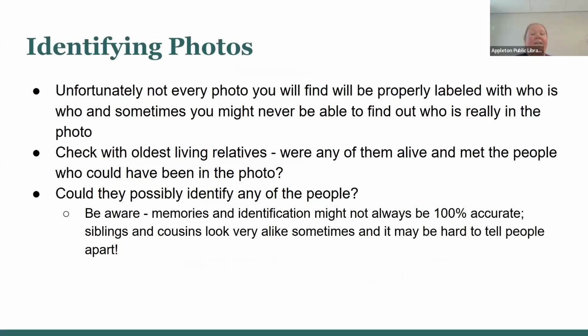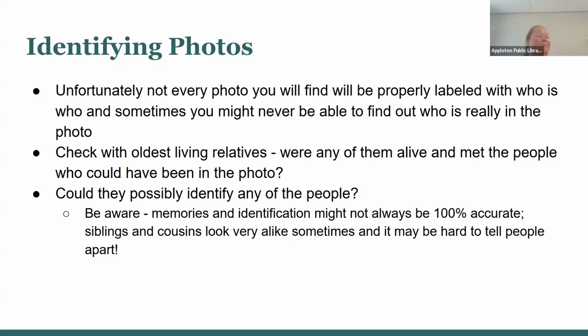A little bit more on identifying. Unfortunately, not every photo you're going to find is going to be properly labeled with who it is. And again, sometimes you might never be able to find out who is really in the photo or how accurate that label might be. Your best bet is checking with oldest living relatives, if any of them happen to have been alive and maybe met the person that could have possibly been in that photo, or could they identify any of the people in your photos.